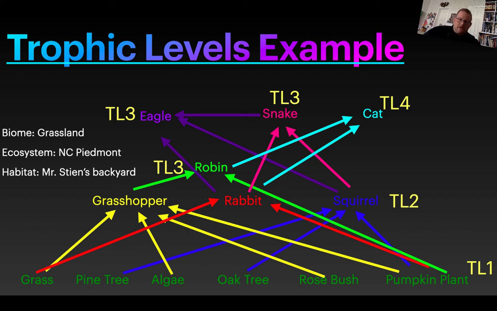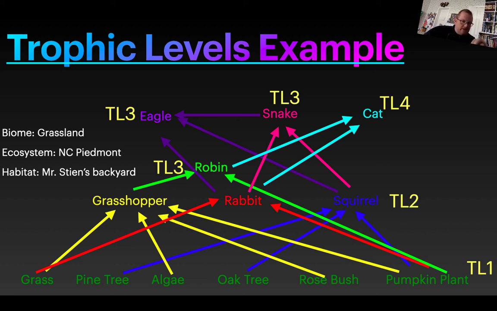Okay, grasshopper has 4 things to eat, squirrel has 3 things to eat, rabbit only has 2 things to eat. So if I lose all of my pumpkin plants, my rabbits are going to run into problems because there's not enough food. Okay, so that's always important to be mindful of. What effects will the loss of one thing have on this food web?